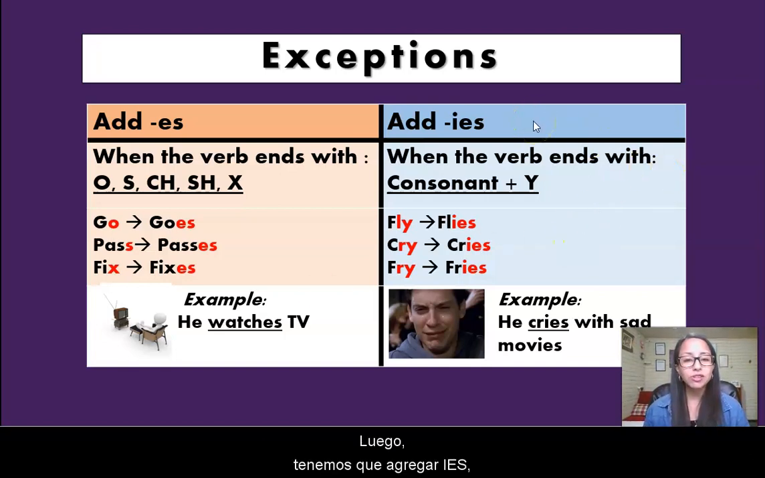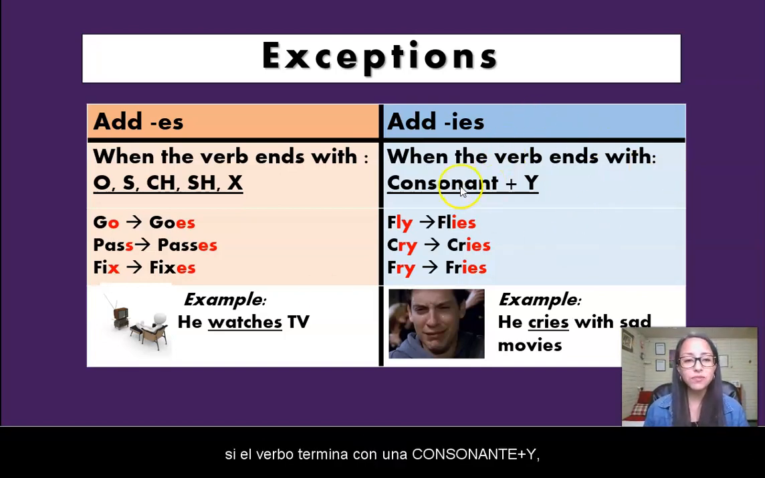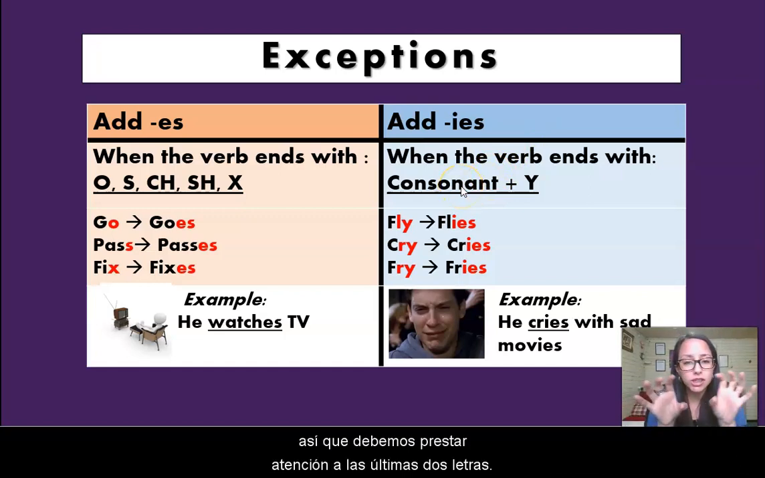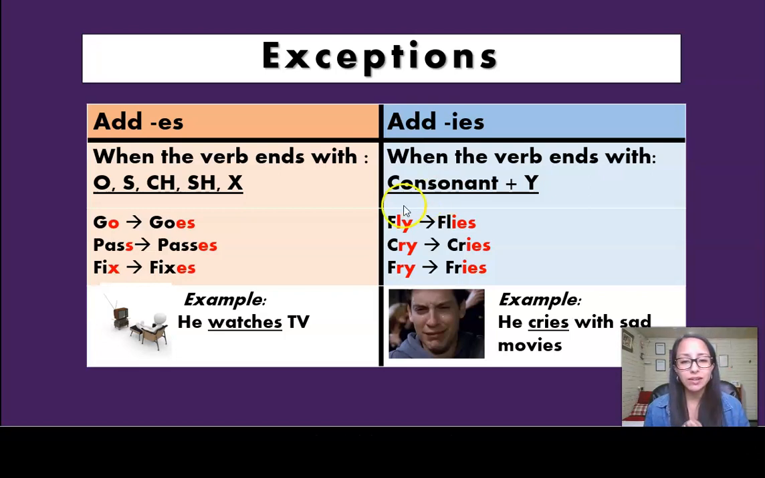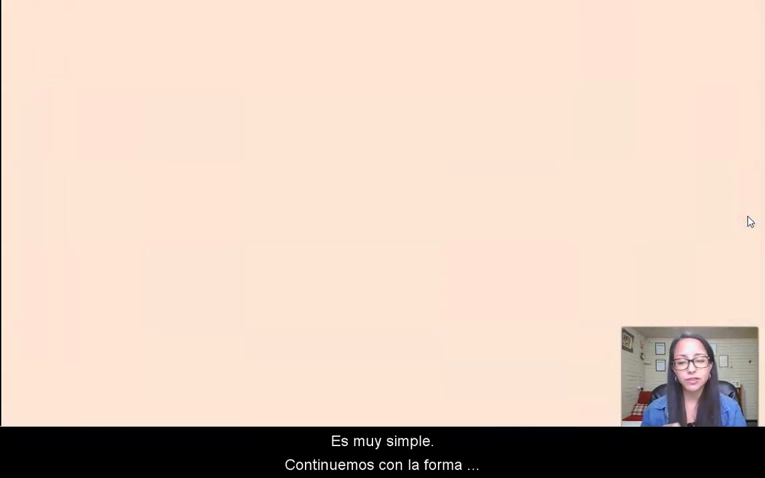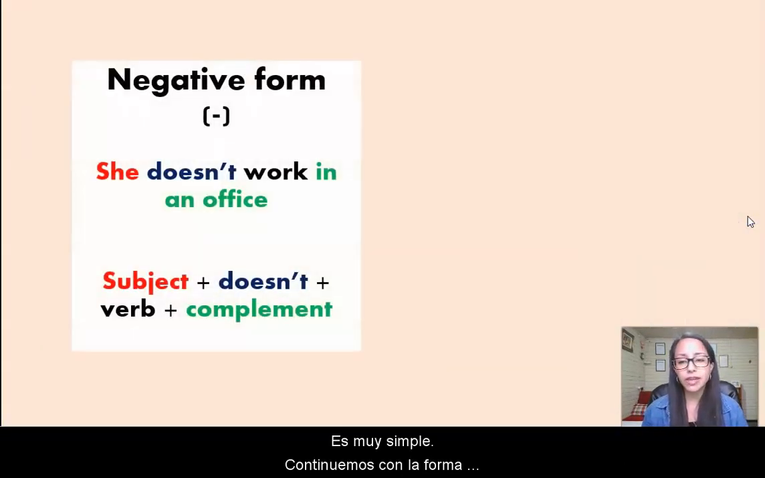Then we have to add IES if the verb ends with a consonant and Y. So we have to pay attention to the last two letters. In the case of fly, cry, or fry, we have this transformation. So you eliminate letter Y and you replace it by this new ending. For example, he cries with sad movies. It's very simple. Let's continue with the negative form.